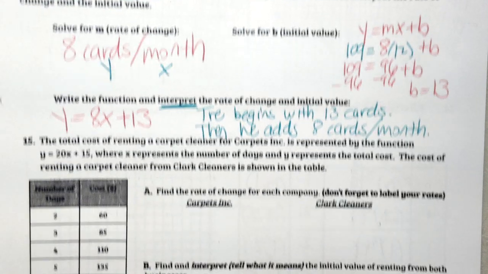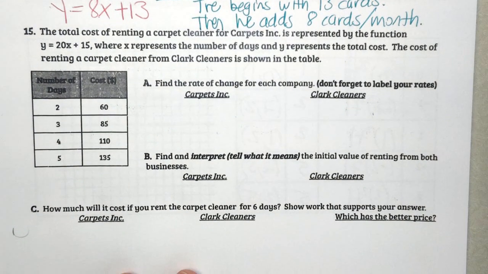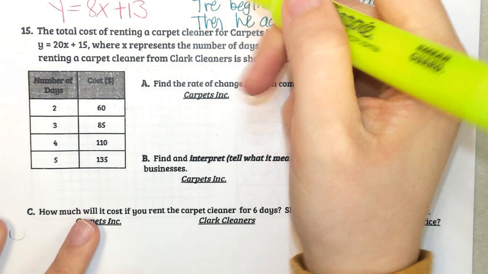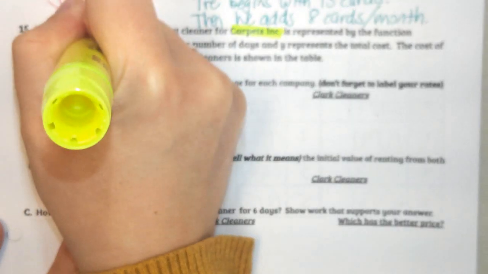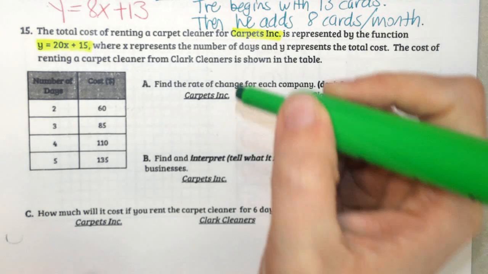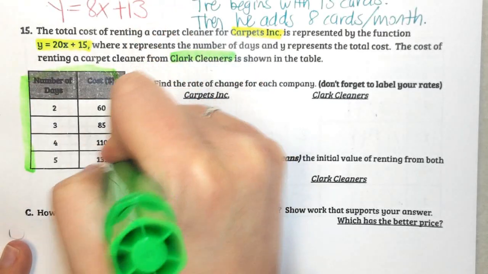Okay, I got to start talking a lot faster. I've apparently been going a little bit slow on some of these. Okay. So on this one, it says the total cost of renting a carpet cleaner for Carpets Inc. is represented by the function y equals 20x plus 15. So Carpets Inc. is this equation where x represents the number of days and y represents the total cost. The cost of renting carpet cleaner from Clark's Cleaners is shown in the table.